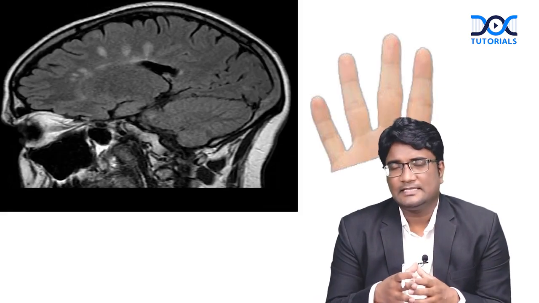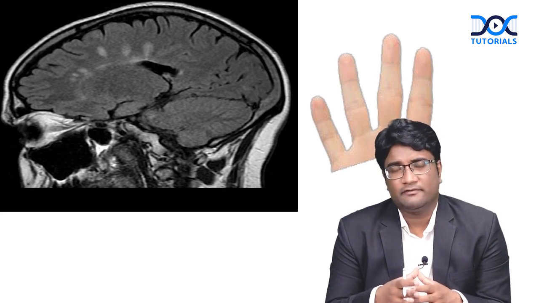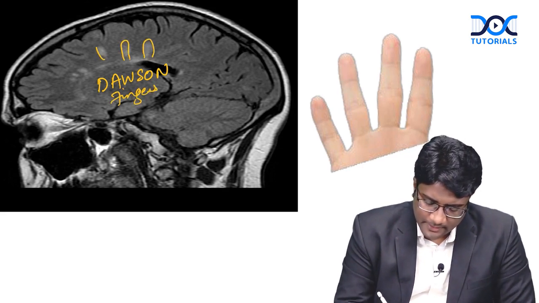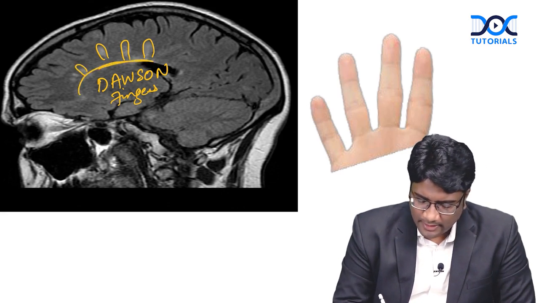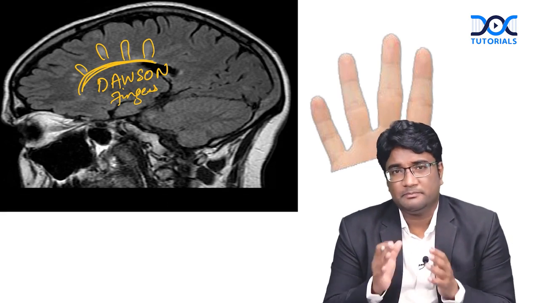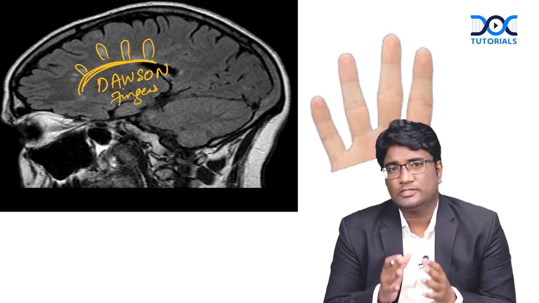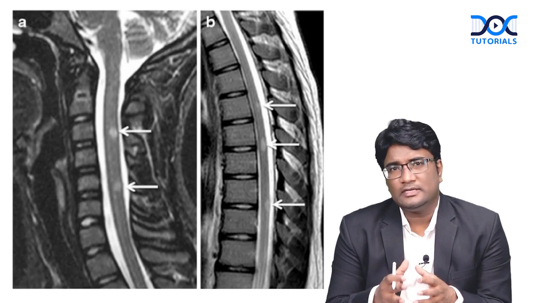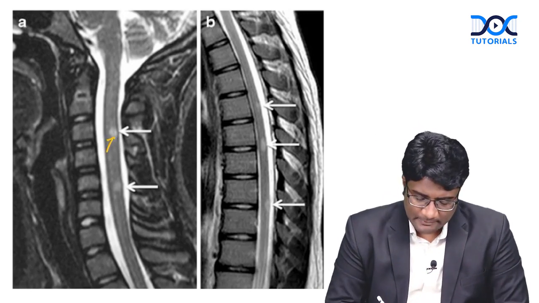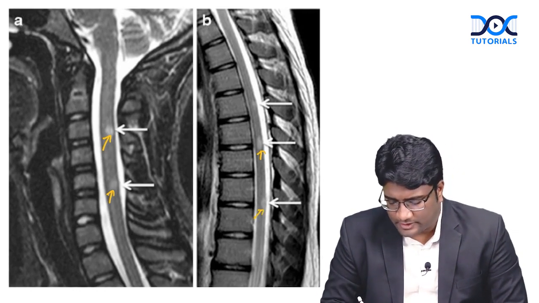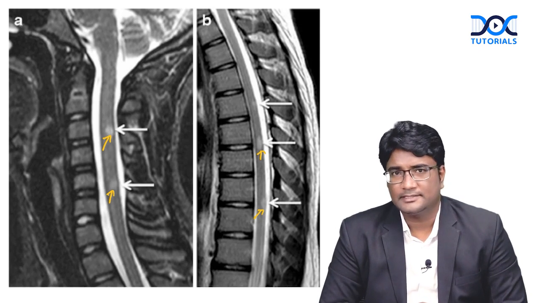This is a FLAIR image, sagittal section, showing what are called the classic Dawson fingers. So these are your Dawson fingers. In these Dawson fingers, you see periventricular white matter hyperintensity perpendicular to the ventricle, involving the callosum, right? Periventricular white matter hyperintensity perpendicular to the ventricle, involving the calloso-septal interface. These are your Dawson fingers. And this is your spinal MRI, showing you focal small wedge-shaped areas of hyperintensities. You can see this small wedge-shaped area of hyperintensities in multiple sclerosis.